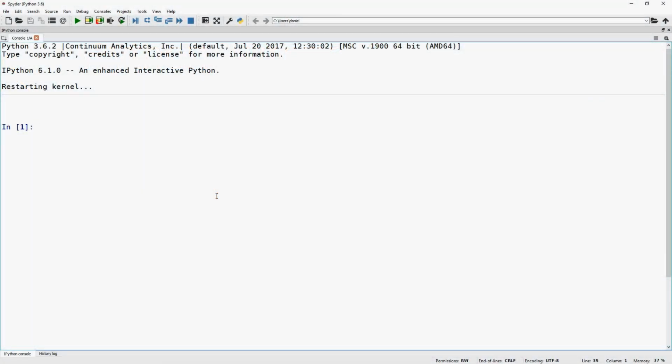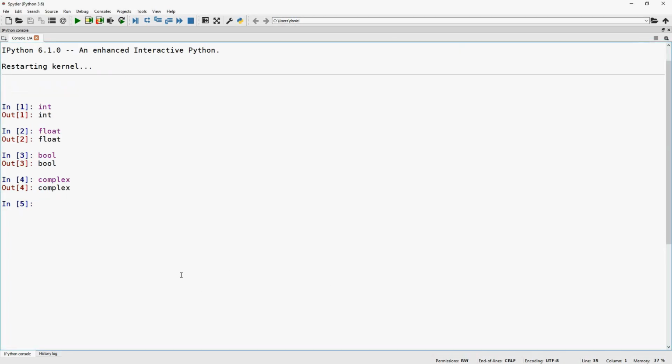Welcome to today's video that is all about numbers. There are only 4 numeric types in Python: integer, floating point, Boolean, and complex. Let's talk about integers first.